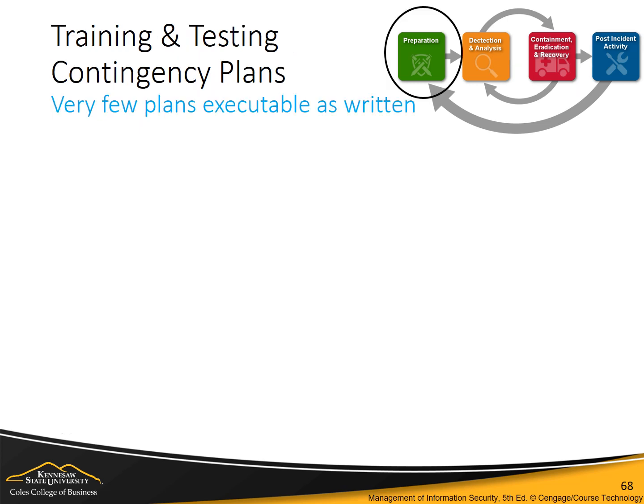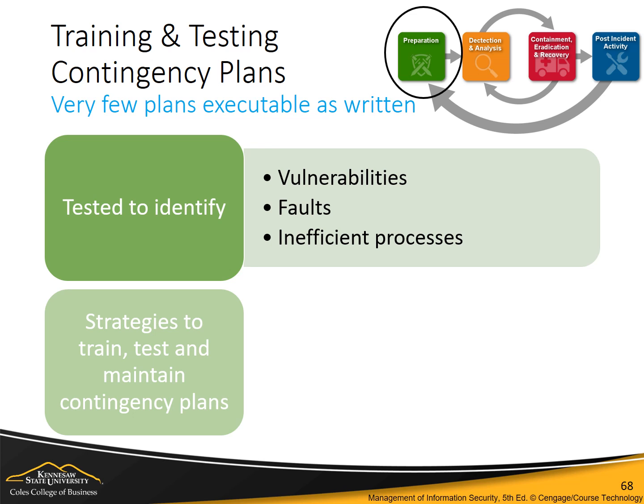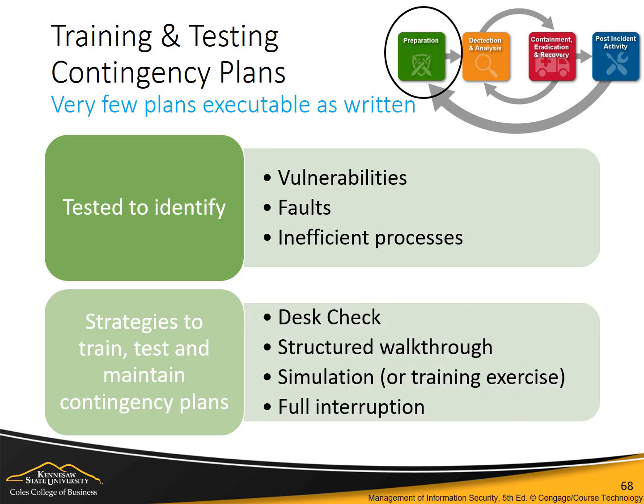Very few plans are actually executable as initially written. Instead, they must be tested to identify vulnerabilities, faults, and inefficient processes. There are 4 training and testing strategies that can be used to train, test, and maintain contingency plans, including desk check. With a desk check, a knowledgeable professional reviews and provides feedback on the plan. This is the least invasive and the least effective method of testing and training on contingency plans.